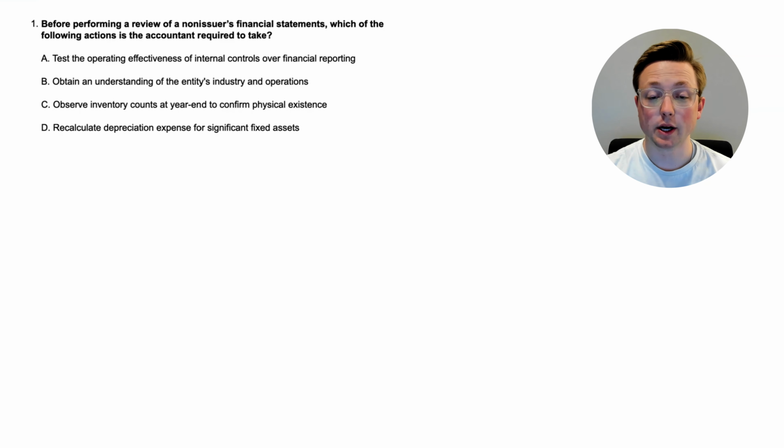Option A, test the operating effectiveness of internal controls over financial reporting. Option B, obtain an understanding of the entity's industry and operations. Option C, observe inventory counts at year-end to confirm physical existence. Or option D, recalculate depreciation expense for significant fixed assets. So what are they most likely required to do when they're performing a review out of these different options?